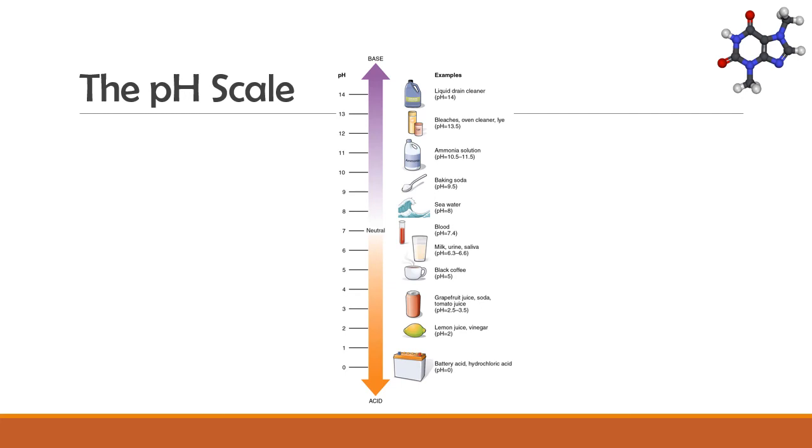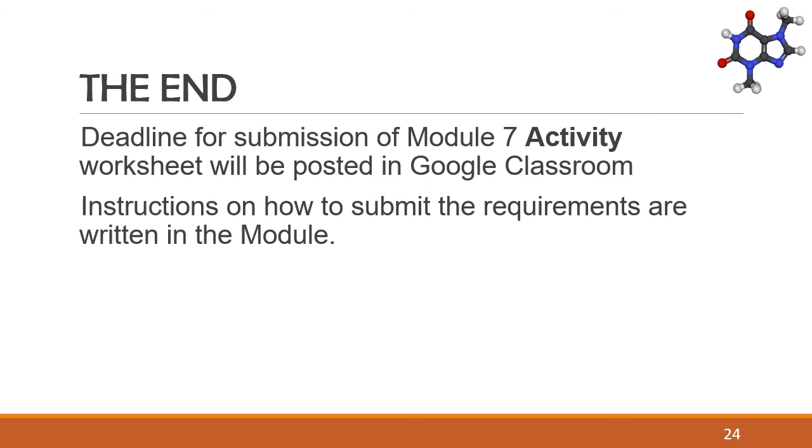A solution with a pH of 7 is considered neutral. Pure water is a neutral solution. And that ends our lecture on acids and bases. In this lecture, we covered the 3 most well-known theories regarding acids and bases, and we had a brief discussion about measuring pH.